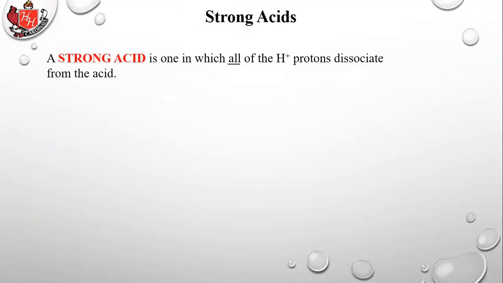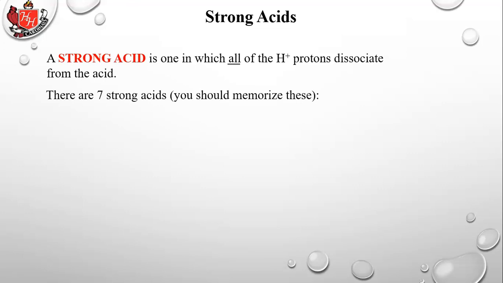A strong acid is one in which all of the H+ protons dissociate from the acid. There are 7 strong acids. You should memorize these. The reason is very simple. There are tens and tens and tens of thousands of acids. Only 7 are strong. So if you know the 7 strong acids, anytime you're presented with an acid and it's not one of the 7 strong acids, then you automatically know it's a weak acid and it will behave as a weak acid behaves.